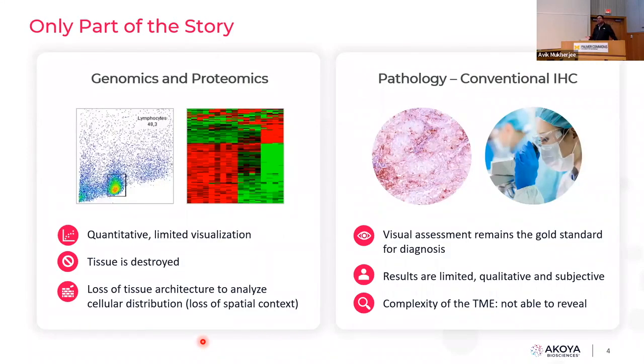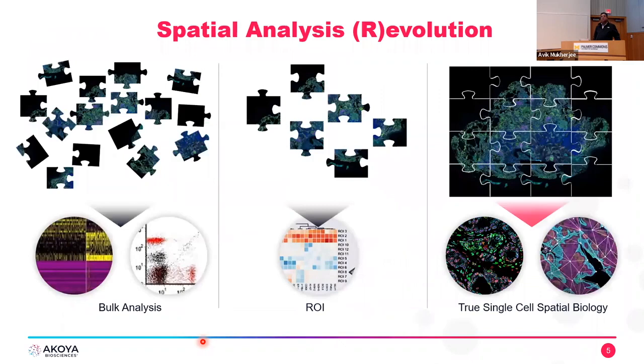Well, we know there is the gold standard of conventional IHC and quantitative genomics or proteomics, but they lose the tissue architecture when you do this kind of studies using genomics and proteomics. So that's why there is a spatial revolution, which started with the bulk analysis of DNA and RNA, moved into regions of interest based analysis, but then at AKOYA Biosciences, we give you a true single cell spatial biology, because when you can image the whole tissue on a slide, a whole slide imaging, you can map every cell and analyze every cell present in it. That's the spatial analysis revolution.